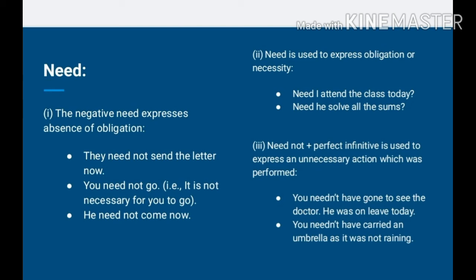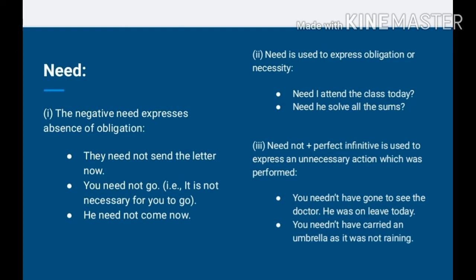You need not go. He need not come now. In all these three sentences, we can see the absence of obligation. In order to express the absence of obligation, we can use the modal auxiliary in its negative form, which is need not.